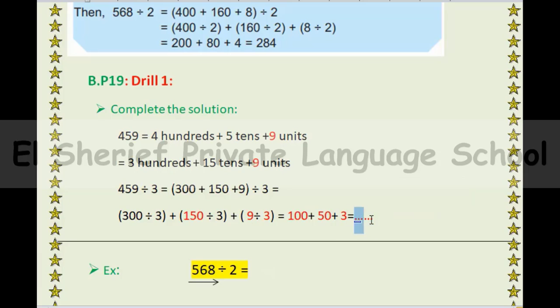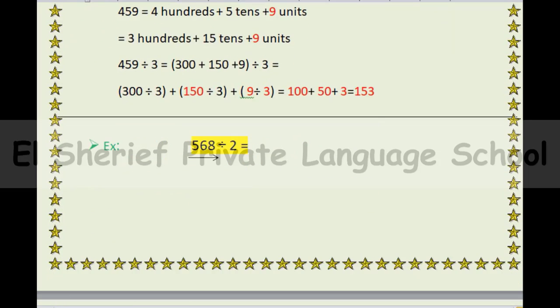So the result will be 3 plus 0 equals 3, and 5 plus 0 equals 5, and 1 down. So here we have 153.